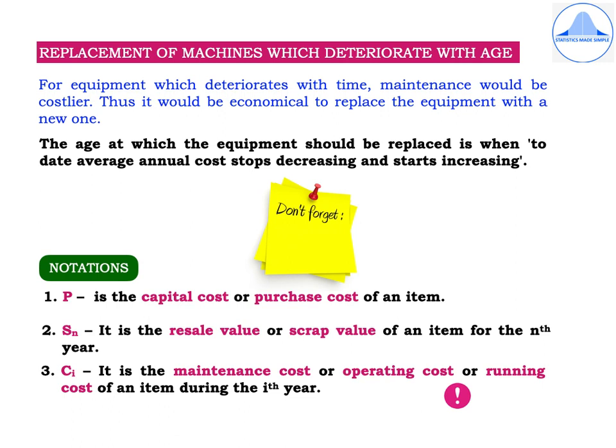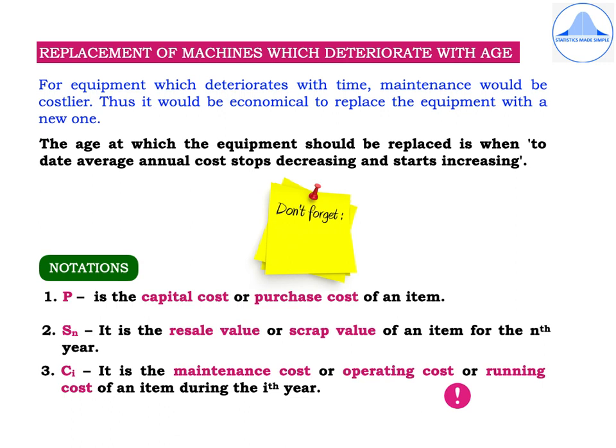I will now explain replacement of machines which deteriorate with age. For equipment which deteriorates with time, maintenance would be costlier. Thus, it would be economical to replace the equipment with a new one. The age at which the equipment should be replaced is when the average annual cost stops decreasing and starts increasing. Let's learn how. For that, let me begin with some notations.